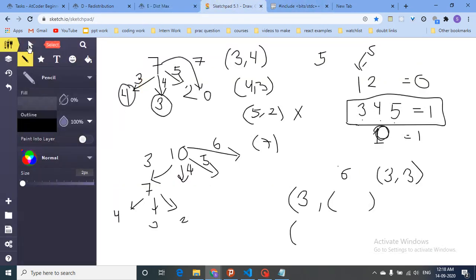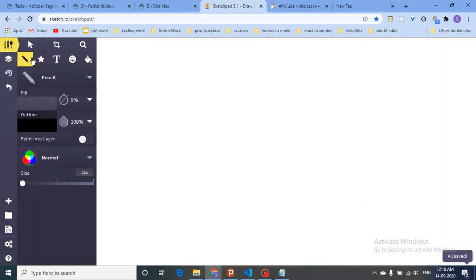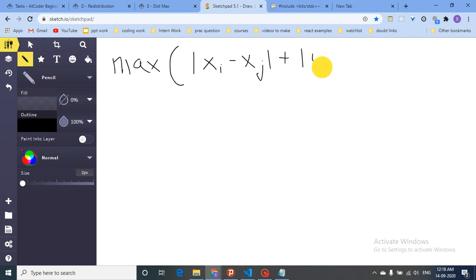Okay, let's write down this Manhattan distance, and you will easily understand the logic when you write this term. So you have to find out the max over all the values of the absolute value of xi minus xj, if there are 2 points, plus the absolute value of yi minus yj. So you have to find out the maximum possible value over all these i and j. Okay, so now let's forget about the coordinates. Just take this mathematical expression first.